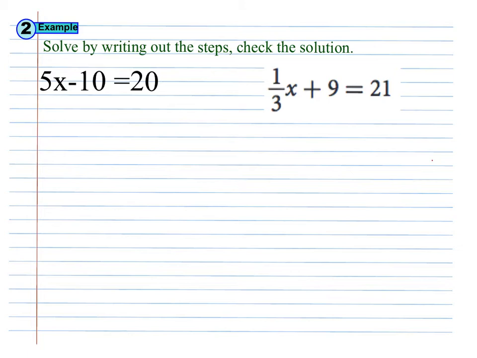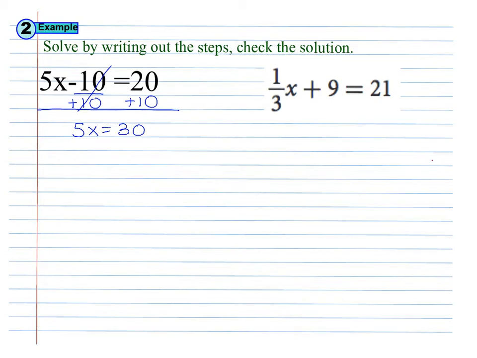Our first problem is we have 5x minus 10 equals 20. So first thing I need to realize is the opposite of -10 is +10. That's the only way to get rid of 10 is by making it a 0. So that becomes a 0. Whatever I did on the left side, I have to add to the right side to balance it out. Now I have 5x is equal to 30.